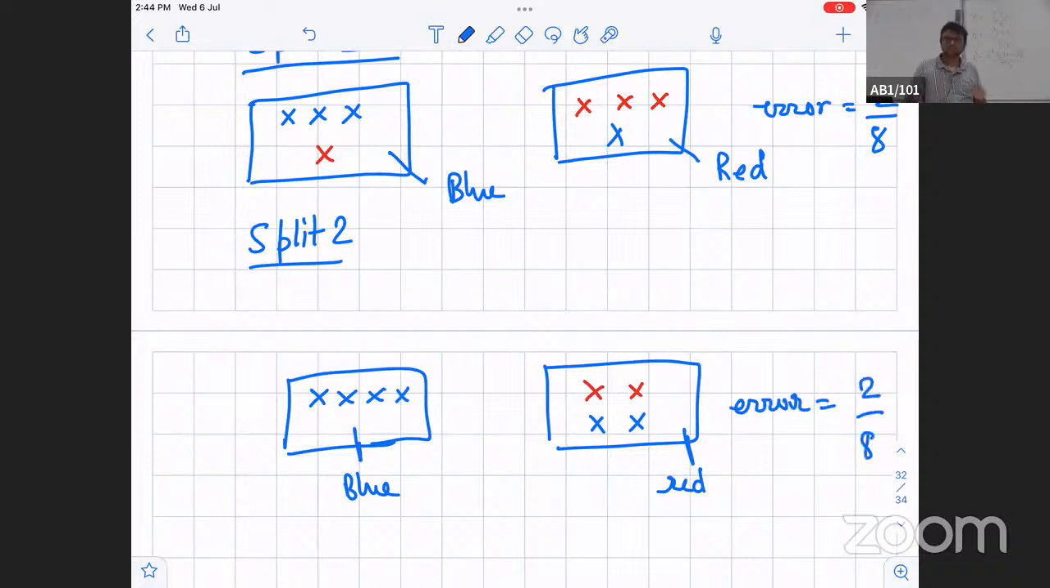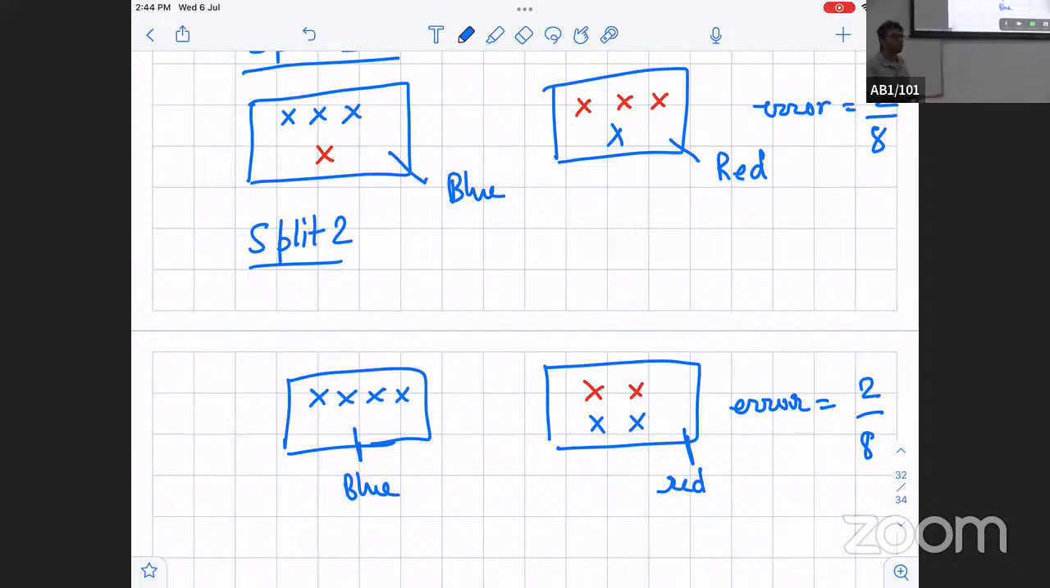Yes. So which of the two is preferable? That is the question. Which among the two do you think we should do? See, if I use just the error rate, for both of these, the error rate is the same. Split 1 was generated on one feature. Split 2 was generated on some other feature. So which of the two do you think we should prefer?